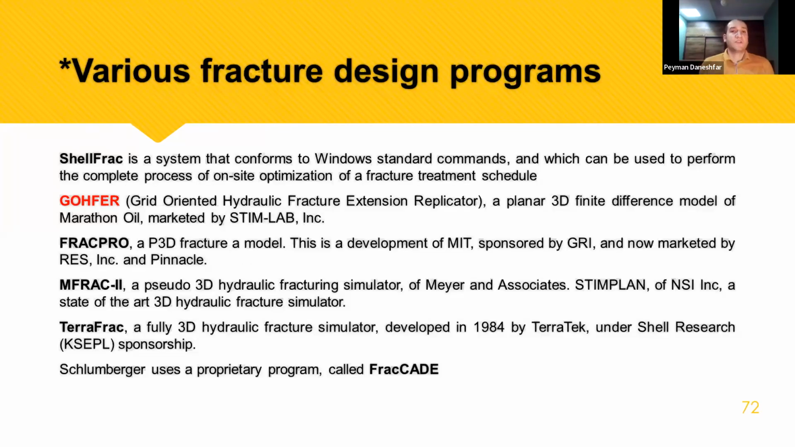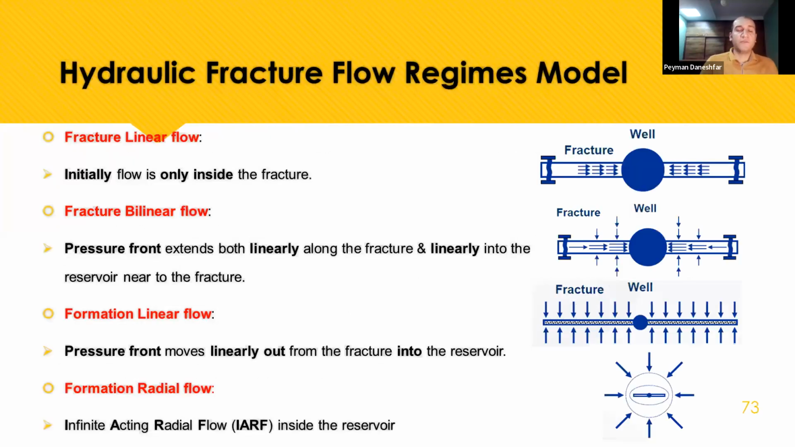Various fracture design programs: Shell-frac, GOHFER, FracPro, MFrac or TerraFrac, and for Schlumberger, FracCADE. And we can find here the fracture flow regimes model. We have four types of flow regimes. Initially, flow is only inside the fracture. Then linear flow: the pressure front extends both linearly along the fracture and linearly into the reservoir near the fracture. Then bilinear flow in the formation, with flow linearly out from the fracture into the reservoir, and another one is fracture radial flow.